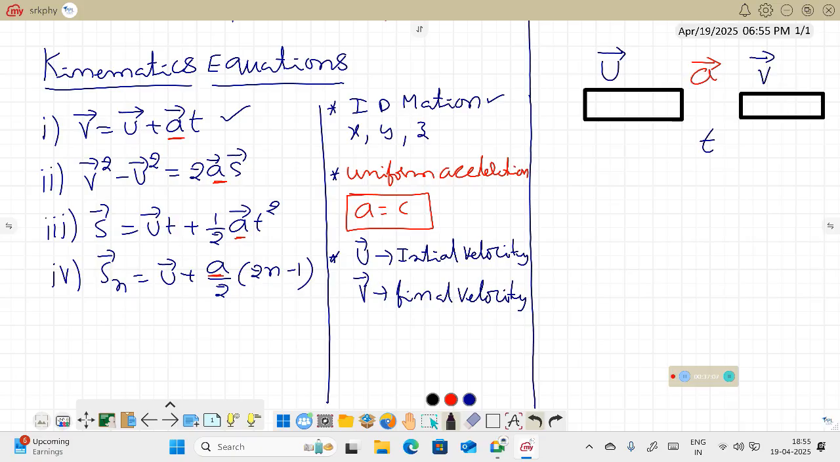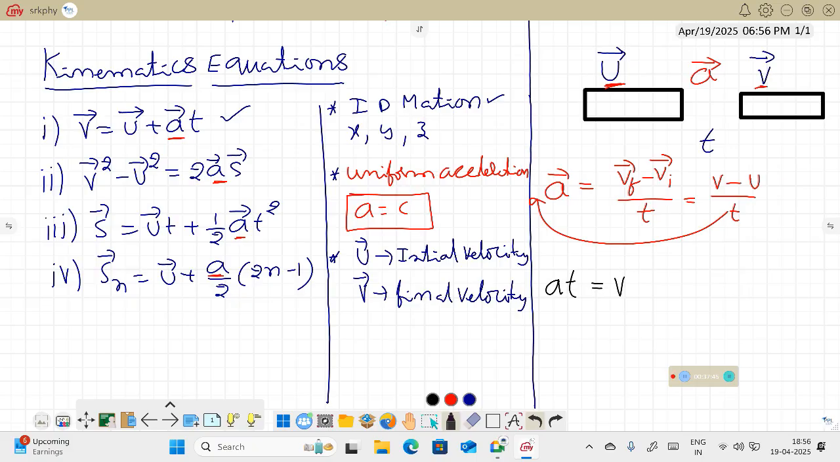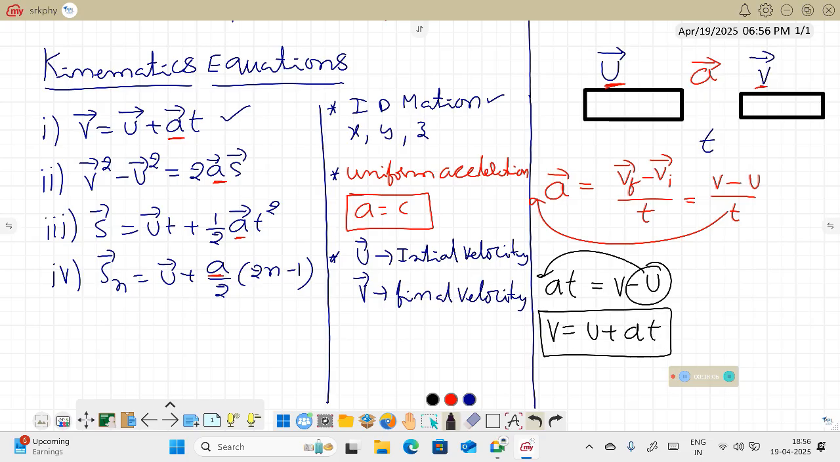Now write the formula for acceleration. A is equal to change in velocity by time. Two velocities are there: final velocity minus initial velocity, by time. Final velocity is v, initial velocity is u, so a is equal to (v minus u) by t. Now cross multiply this one. What you'll get? A into t is equal to v minus u. Can I write? Yes, sir. So at is equal to v minus u, which means v is equal to u plus at, moving the minus u to this side and it becomes plus. What is the first equation? Look at it: v is equal to u plus at.